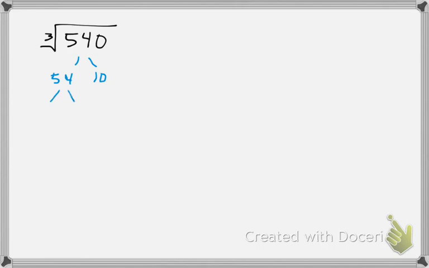54 can be broken down into 9 and 6. 10 can be broken down into 2 and 5. 2 and 5 are primes. That's the end of that branch. 9 and 6: 3 and 3. 3 and 3, 2 and 3. There's my prime factorization.